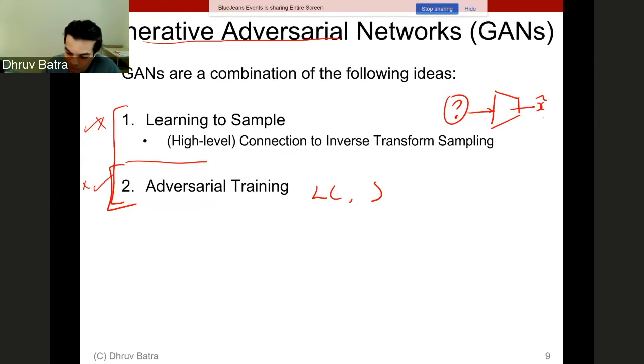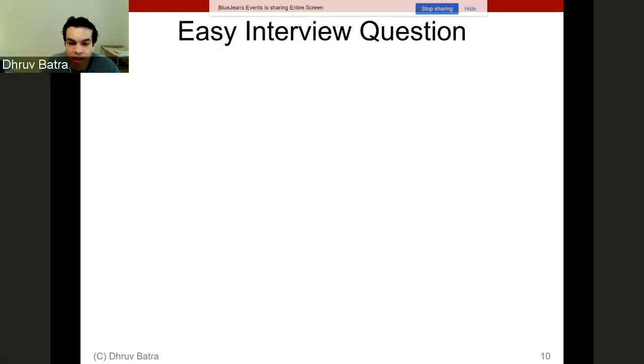So let's take a look at the first one, the learning to sample idea. How do we feed into a neural network some input that gives us some output that is a sample from a random variable? In order to build up to this idea, we'll play a game. This is what I call the easy interview question. Imagine yourself, you're done with this class. You have taken the deep learning class. Now you're all set. You're going to apply for an ML position in some company.